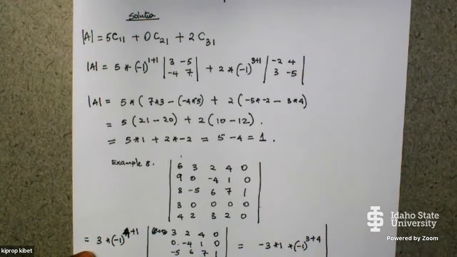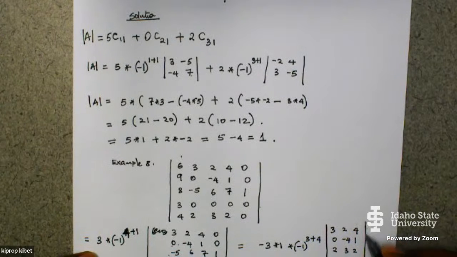Determinant of, we have deleted this and this. So we get a determinant of 3, 2, 4, 0, minus 4, 1. And then the last one here is 2, 3, and then 2 there. Okay. So this 3 we're getting from here. And then now we delete this and this. So what remains is the determinant of this.